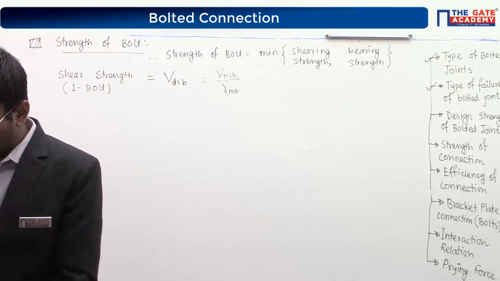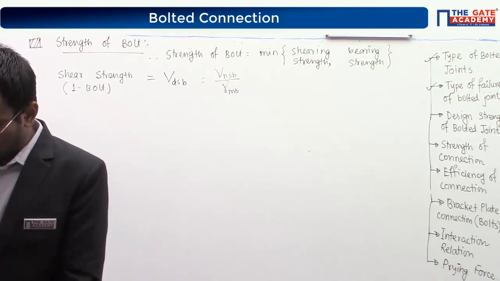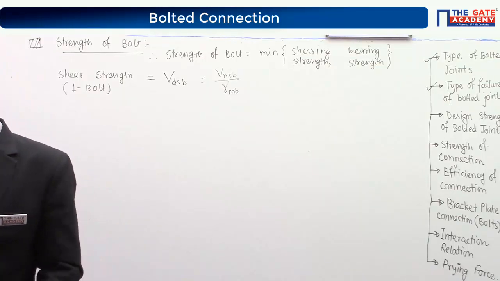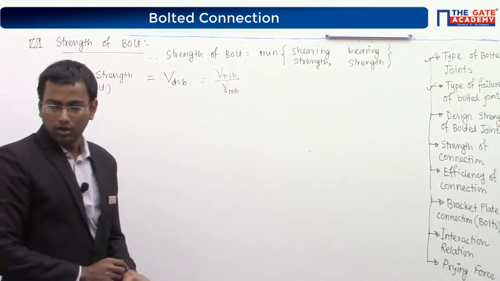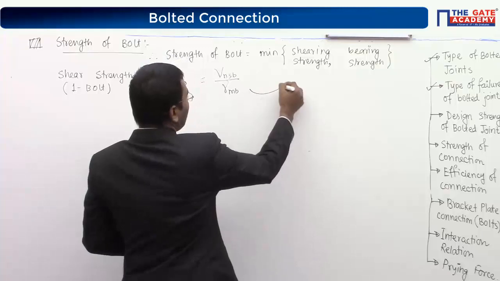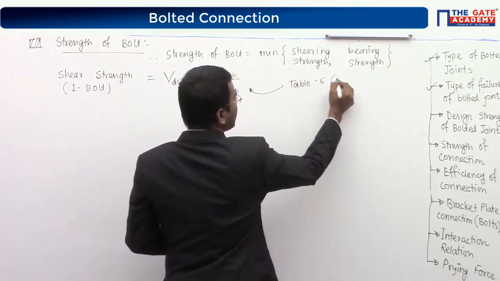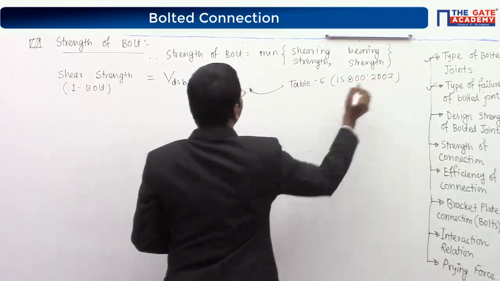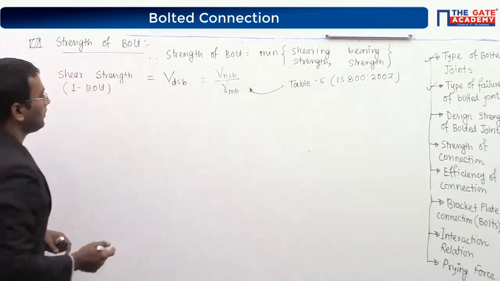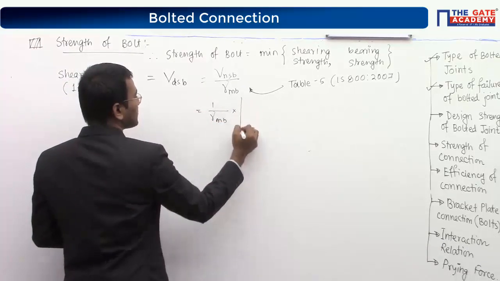So you can find out these values of gamma MB in, let me give you the table and pages. Table 5 for, table 5, IS 800 2007. So you can find out or refer to this table. Now this portion, 1 by gamma MB, multiplied by net strength.